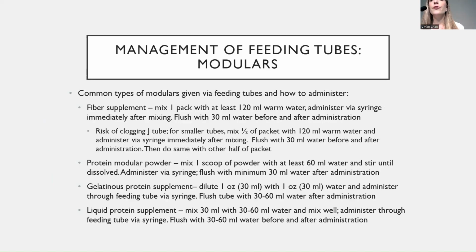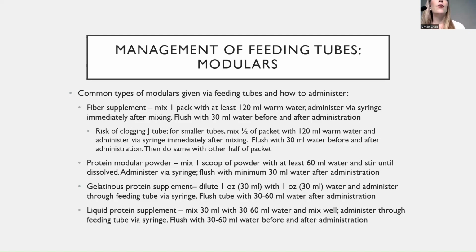When it comes to modulars through a feeding tube, there are different recommendations on how much water to use, and some physicians don't even want you to put any modulars through their patient's feeding tube because of the risk of clog. But these are the different recommendations that work for these different types of supplements. For fiber supplements, you should mix with at least 120 milliliters of warm water, and then administer via syringe immediately after mixing. And then you want to flush with 30 milliliters of water before and after administration too.